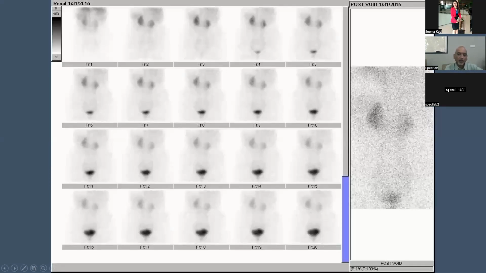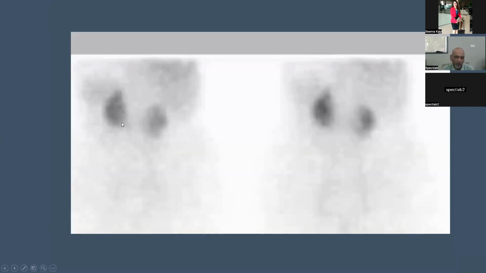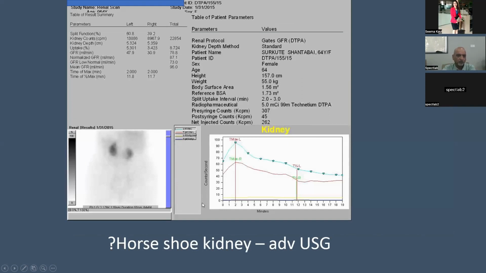Here is a patient who was referred to us for GFR evaluation in a prospective donor. On the scan, you can see both the kidneys are showing good uptake and excretion, but there is a catch. Both the kidneys appear to be converging medially towards the lower pole, which is quite unusual. So we suspected that this could be a horseshoe kidney in a prospective donor, and further evaluation with a properly done ultrasound with bowel preparation will probably resolve this issue.